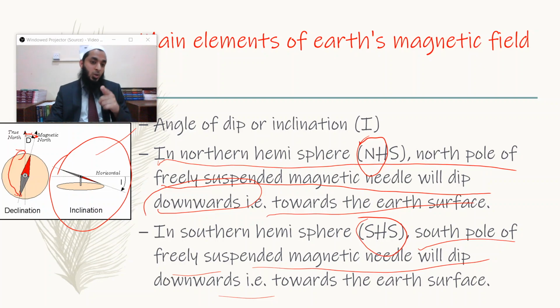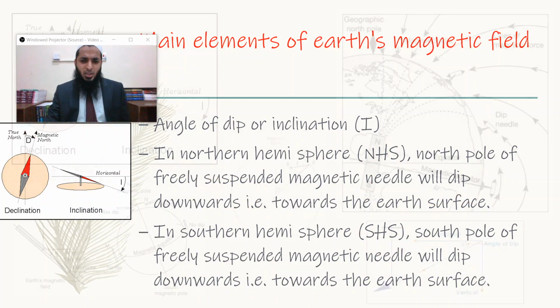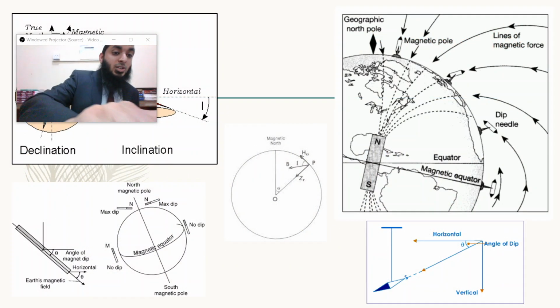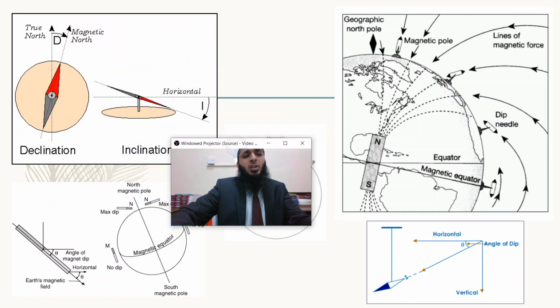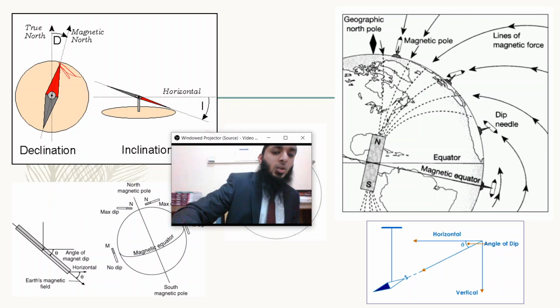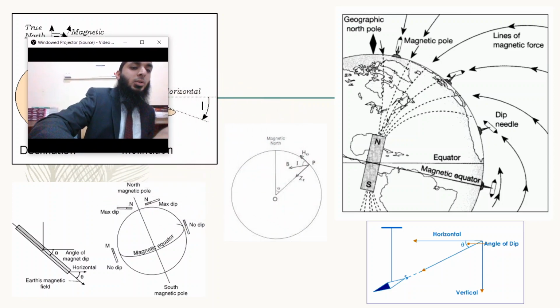So this is about the northern hemisphere and the southern hemisphere, and we are talking about the angle of dip, downwards, upwards, everything. Clear? Now this is the figure I was talking about, where you can understand. Okay, this figure we have already seen. Now I'll just move it somewhere here.